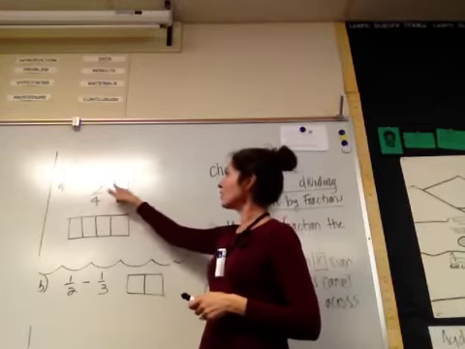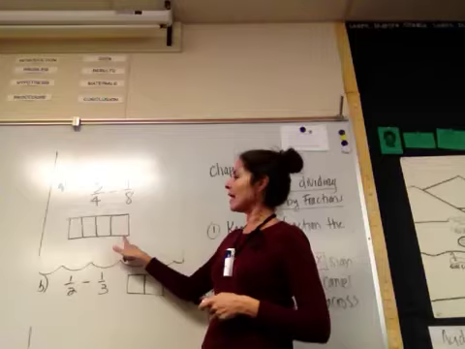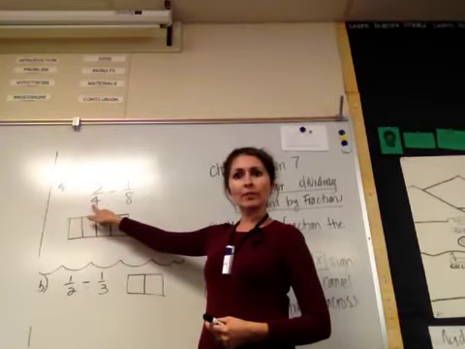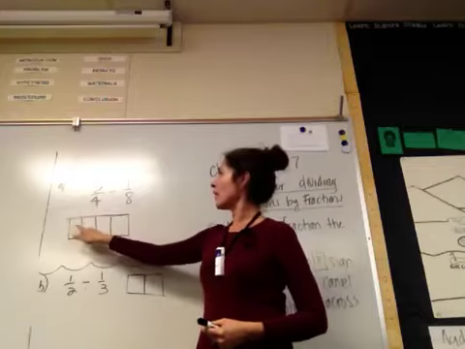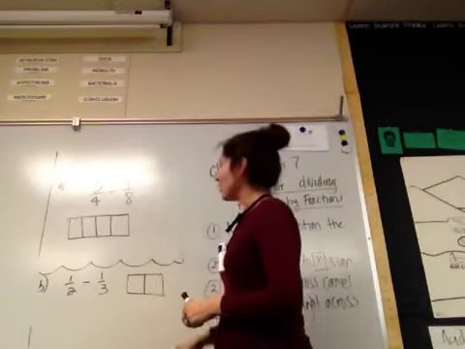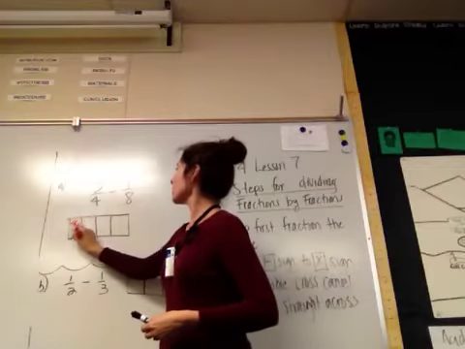I have 3/4 divided by 1/8. Notice I already did a bar diagram where I cut it into fourths. I'm looking at the first fraction, so I have 4 equal pieces. And then I'm going to shade in 3 of those pieces. So here I go.